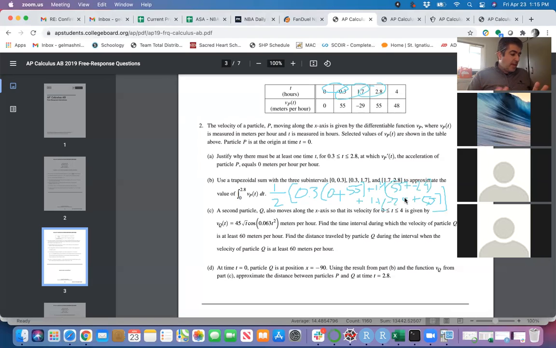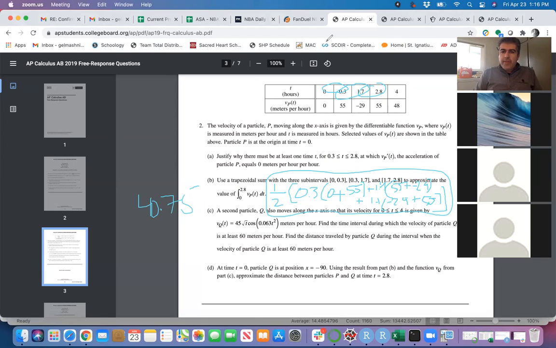And you can leave your answer like that. Do you have to state the units? That's just going to be meters, I believe. Yeah. And you don't have to simplify if you don't want to. But if you were to simplify, you get 40.75, just so you know, for part B. Okay, questions about A or B so far?